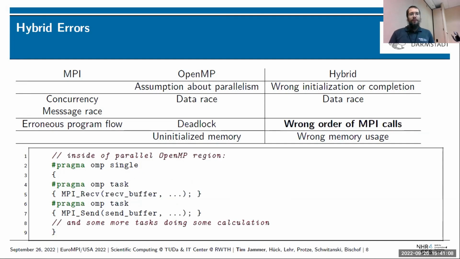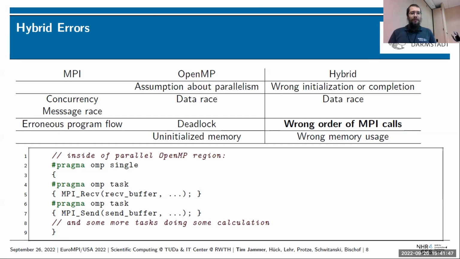For deadlocks or erroneous program flow, wrong ordering of MPI operations, we see here that this code example may or may not deadlock depending on what the OpenMP implementation does. The OpenMP implementation is allowed but not required to immediately execute this task before the other tasks are created, meaning that the thread that creates all the tasks goes into this task and then blocks until someone executes the send operation. But as the other task will only be created once the first task has finished, no one will create the send operation tasks, and then you get a deadlock.